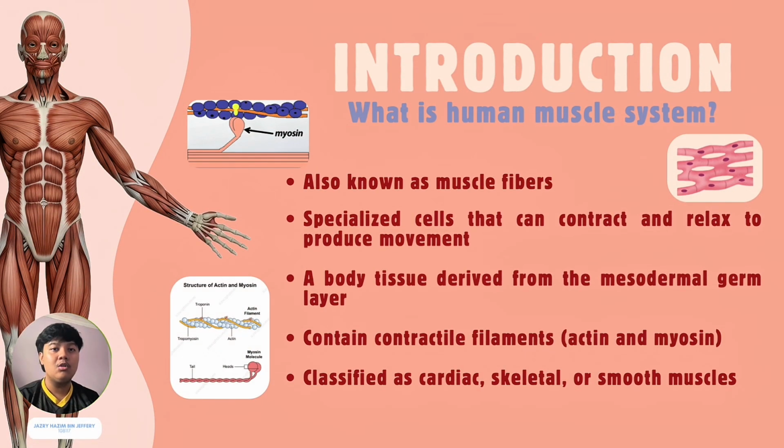Muscle cells, also known as muscle fibers, are specialized cells that can contract and relax to produce movement. They contain myofibrils made of actin and myosin proteins, which move past one another during contraction. In addition, muscle cells use energy in the form of ATP to work and are essential for body movement. Last but not least, the human muscular system can be divided into skeletal, cardiac, and smooth muscle.